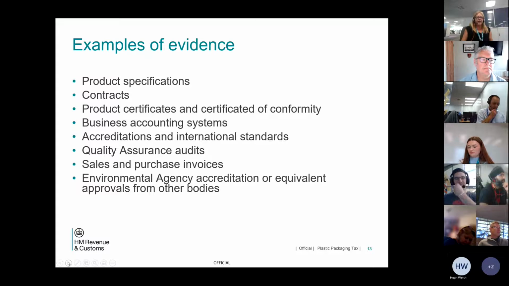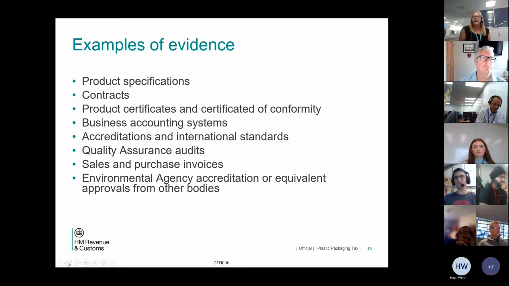So evidence, we talked about what you need to support what you're declaring on a return. Obviously, for things like plastic that contains over 30% recycled content, depending on where you've got that from, you may have reprocessed it yourself, you may have got it from somebody else. So you need some sort of evidence of the plastic makeup of that item. That could be product specs, contracts, and so on.